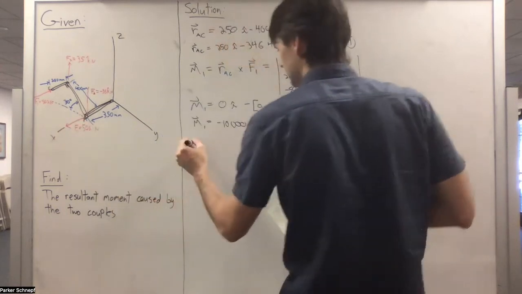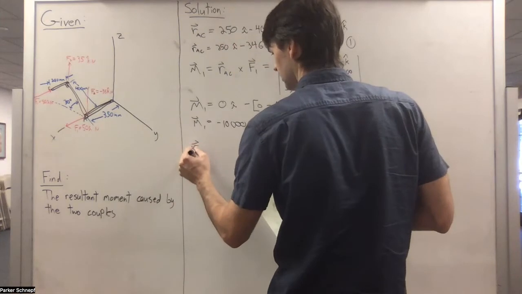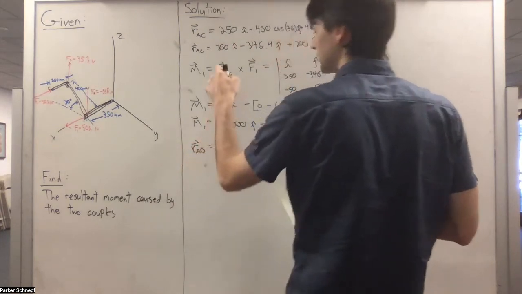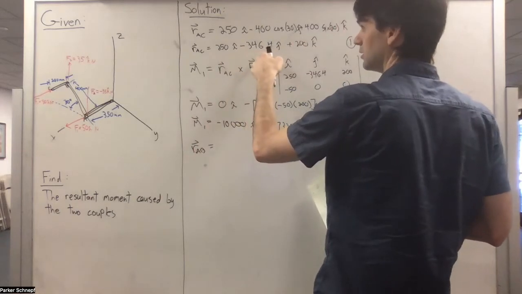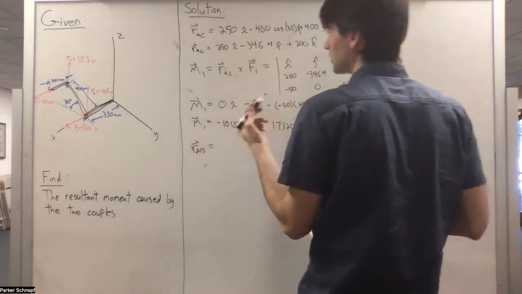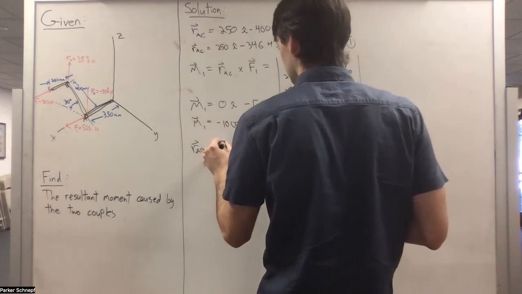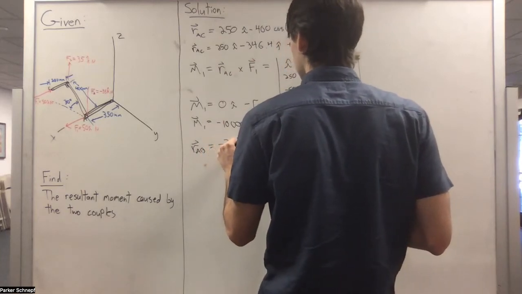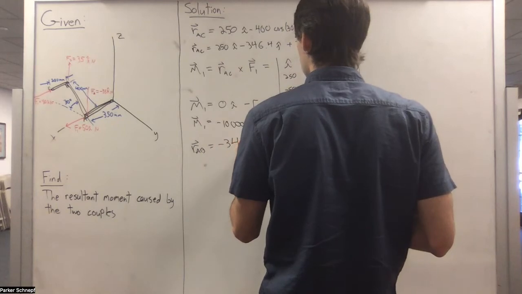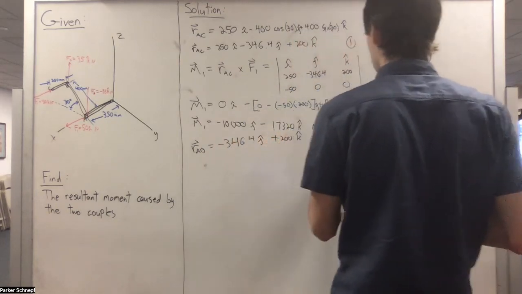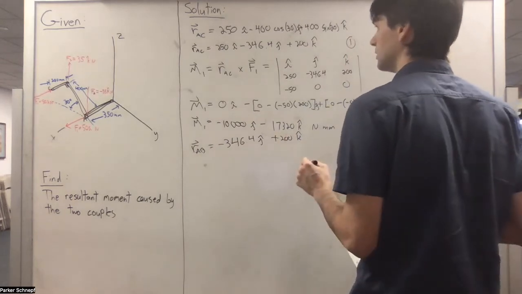So what we want to find is the position vector from A to B. And the position vector from A to B is going to be pretty similar to the position vector from A to C, which is minus the x. So we get minus 346.4 j plus 200 k. That's a good one.